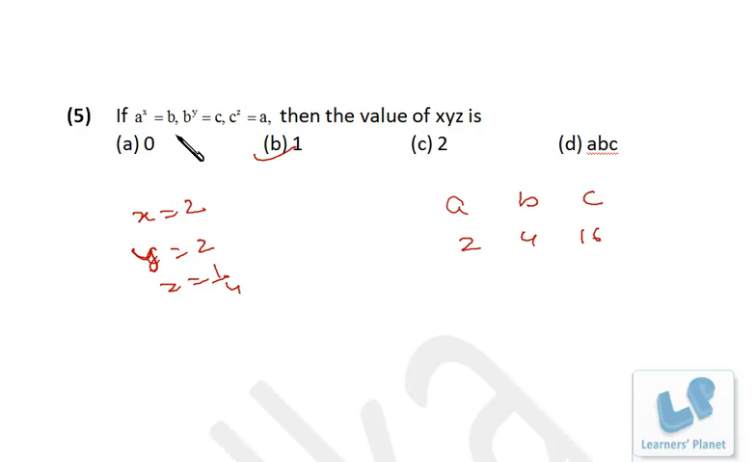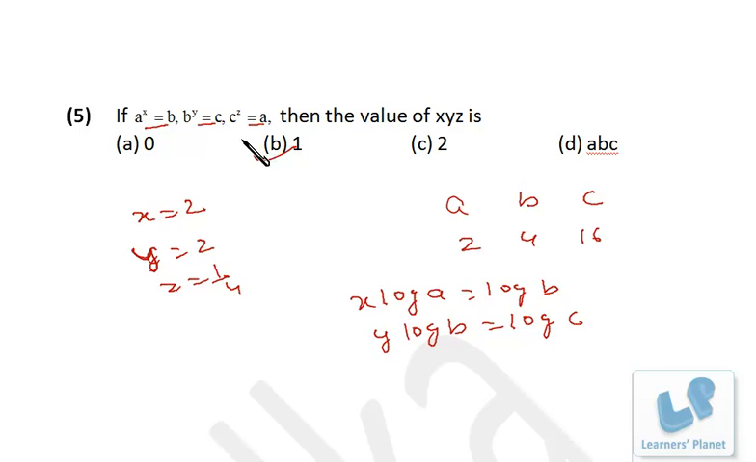Now if you wish to solve this problem by logarithm method, then also it can be solved. For individual expression, take logarithm of both the sides. So it will be x log a is equal to log b. Similarly, it is y log b is equal to log c. And here it is z log c is equal to log of a. Okay. Or in fact what you can do is this, right?